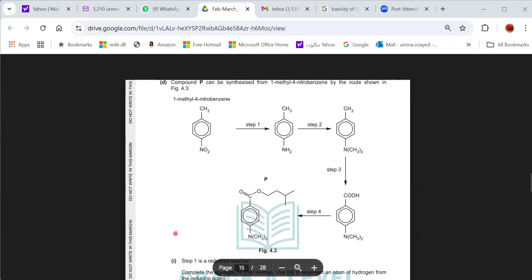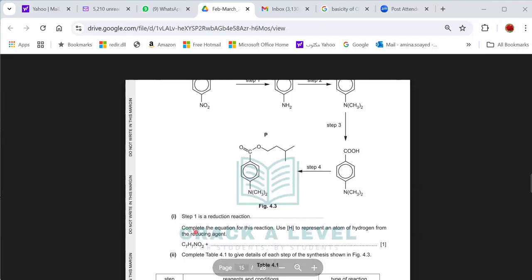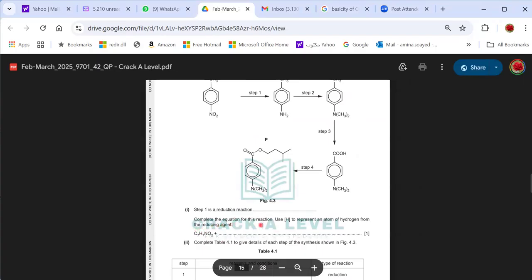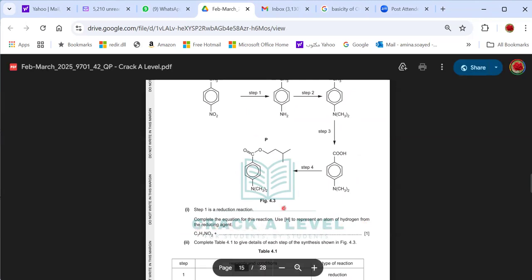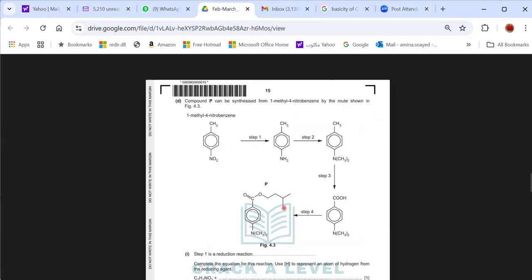They said step 1 is a reduction reaction. Complete the equation for this reaction, using H between brackets to represent an atom of hydrogen from the reducing agent. So here we started with C7H7NO2. So we start with C7H7NO2. And now we have to add hydrogen between brackets to produce, here we have C7, H, how much? Here we have 1, 2, 3, 4, 5, 6, and 3 makes 9.